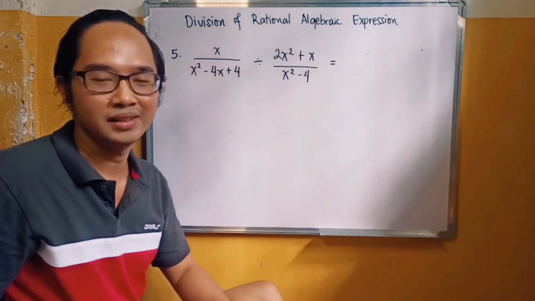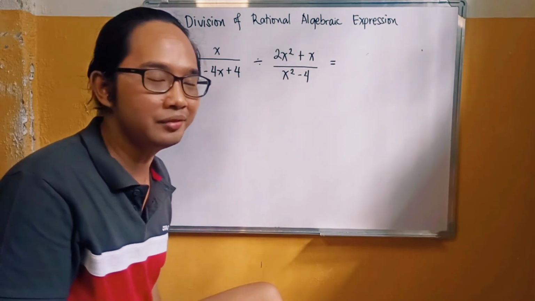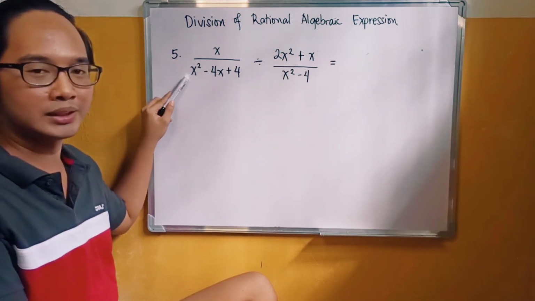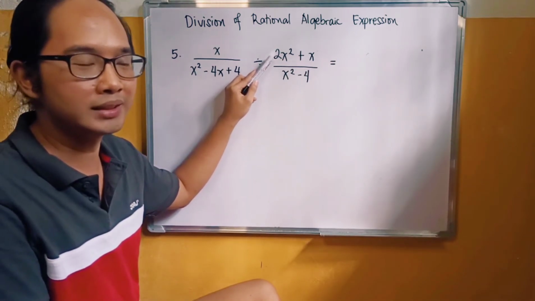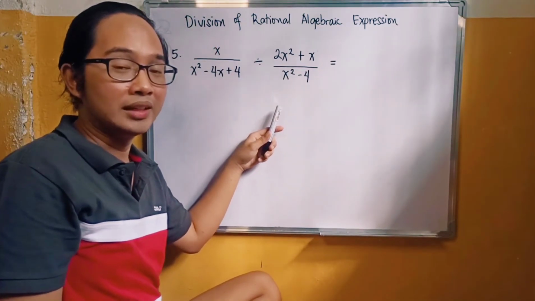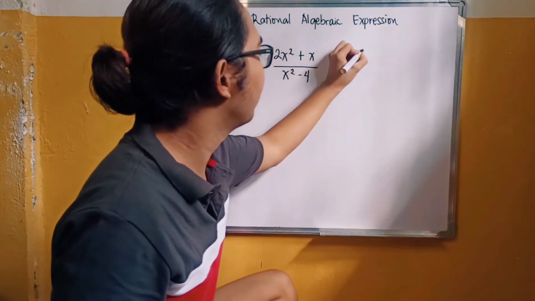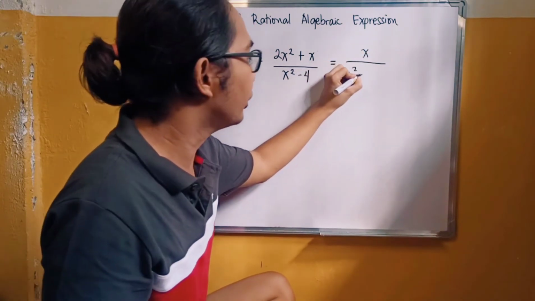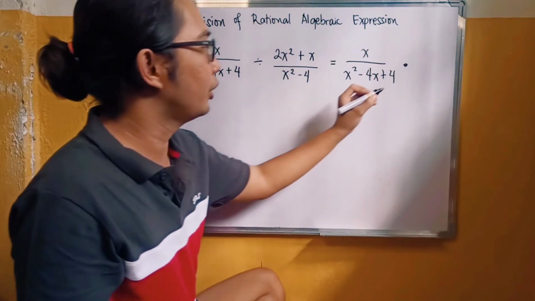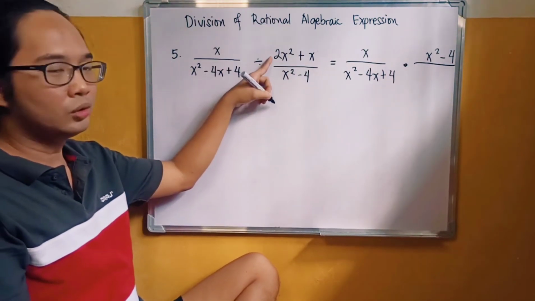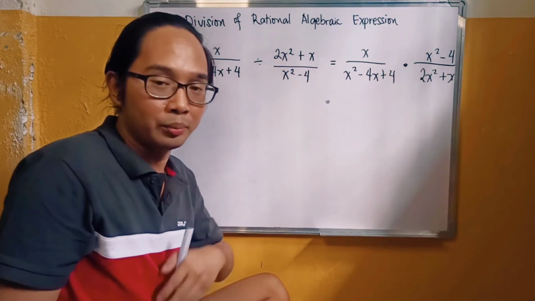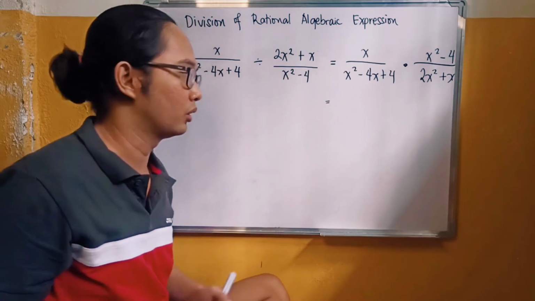Kaya-kaya, di ba? So, pahirapan natin. Let's have the last given. X over x squared minus 4x plus 4 divided by 2x squared plus x over x squared minus 4. Ang dapat gawin, get the reciprocal of the divisor. We have your x over x squared minus 4x plus 4 multiply by x squared minus 4 over 2x squared plus x. After getting the reciprocal of your divisor, pwede na tayong mag-factor out.